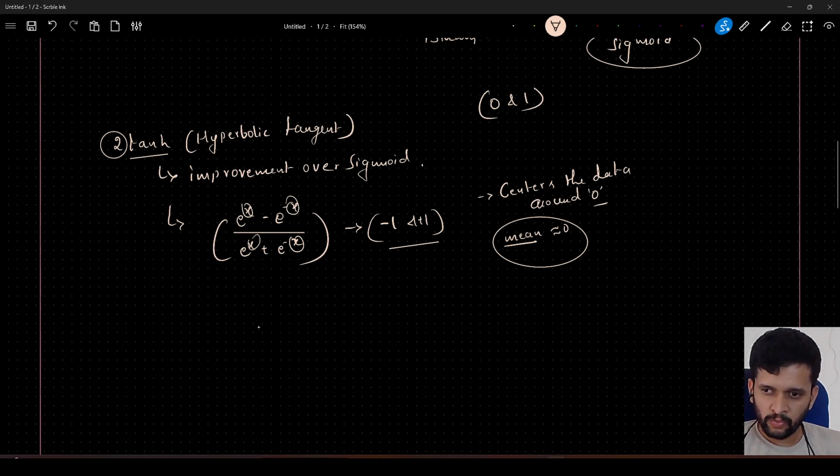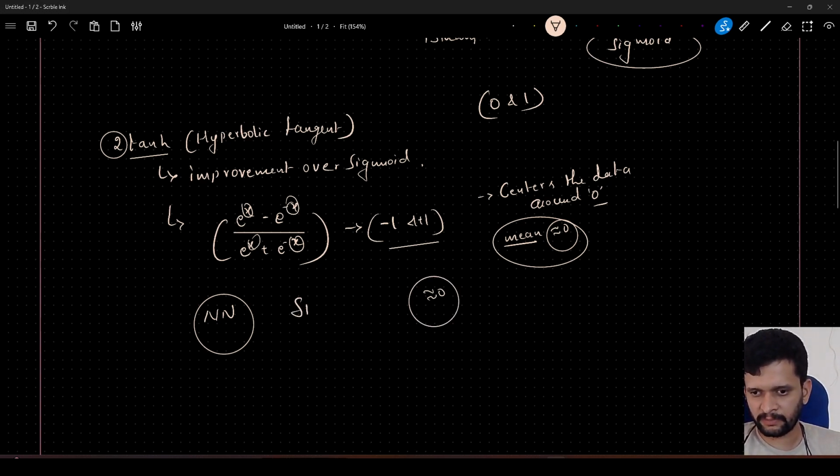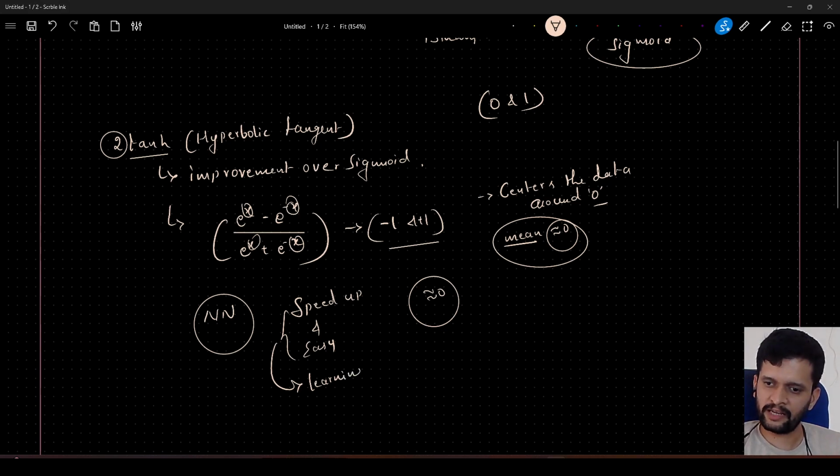In order to have better learning in our neural networks, we always want to have the data centered around 0. In other words, we want the mean of the data that we are passing through the layers to be near 0. This will speed up the learning process and make it easier. So this is what tanh does.